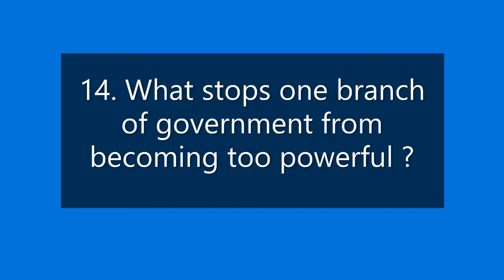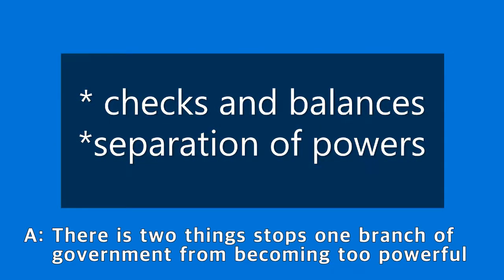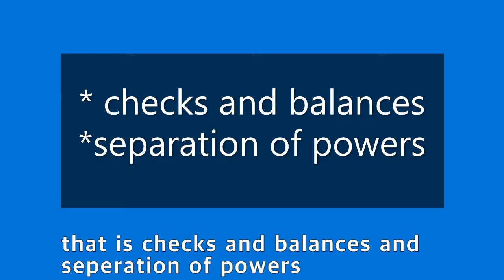Question number 14. What stops one branch of government from becoming too powerful? The answer: there are 2 things that stop one branch of government from becoming too powerful. That is, checks and balances and the separation of powers.